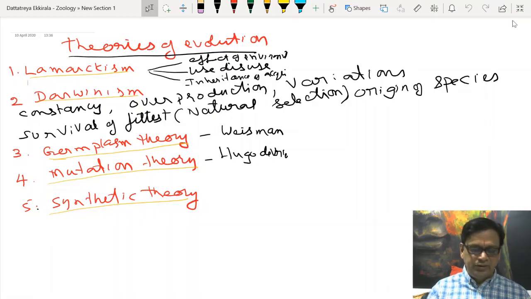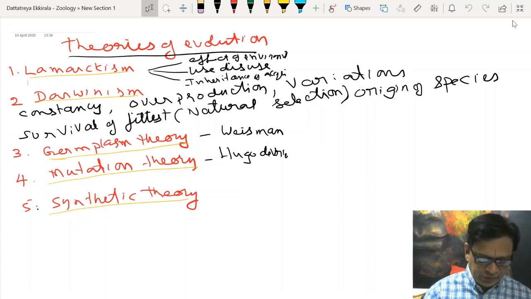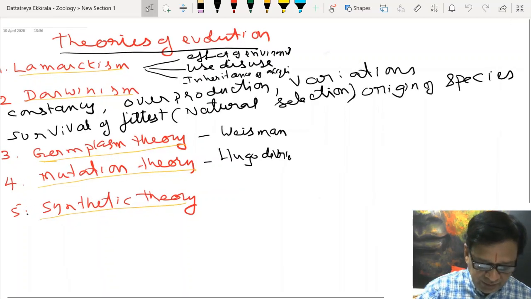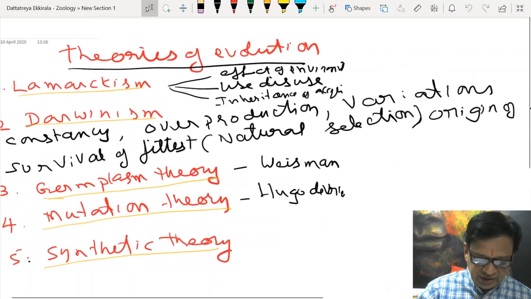So hello students, now let us see the second part of evolution, that is theories of evolution and mechanism of evolution. You are now convinced that evolution has taken place since life originated. Now let us see how evolution has taken place, but different people try to explain it in different ways.